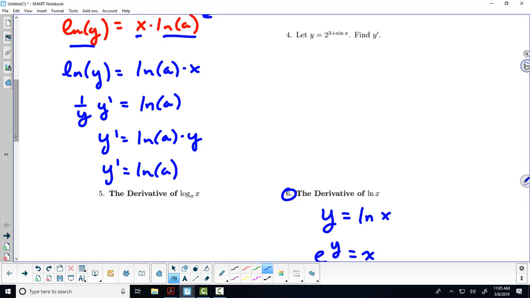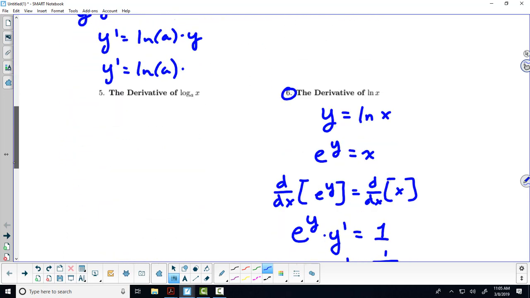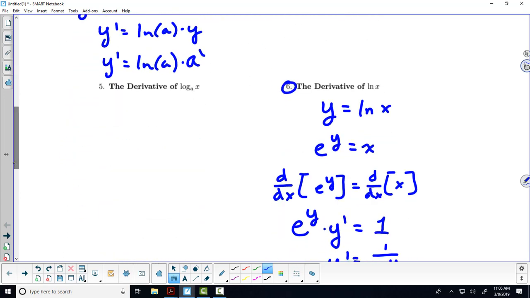What was y? A to the x. A to the x. So what is the derivative of any exponential function? It is the natural log of the base of that function times the exponential function. Okay? I apologize, I didn't give you room to maybe jot this down.